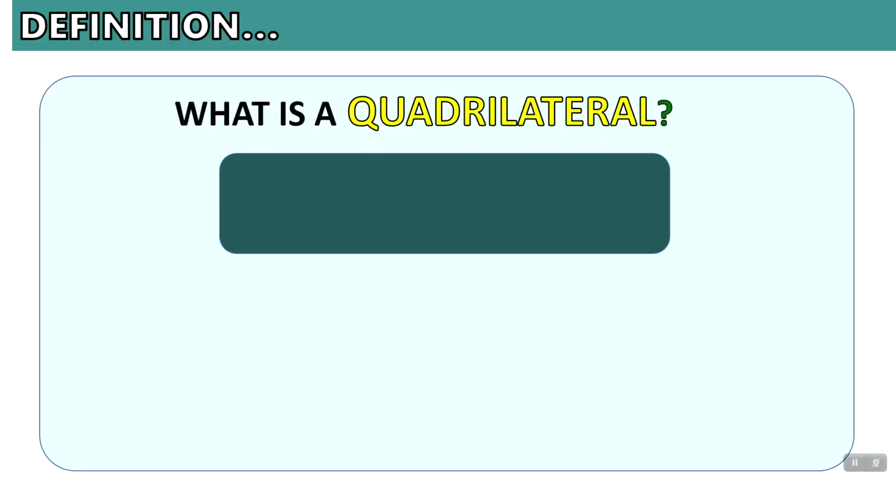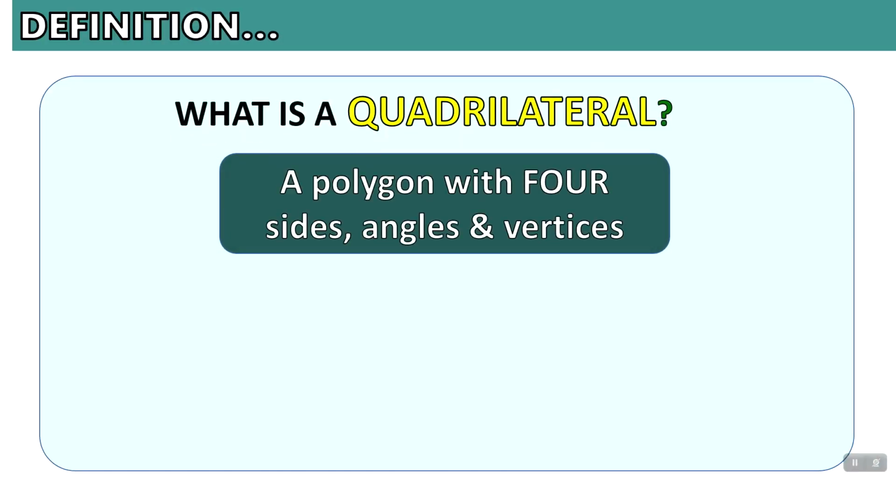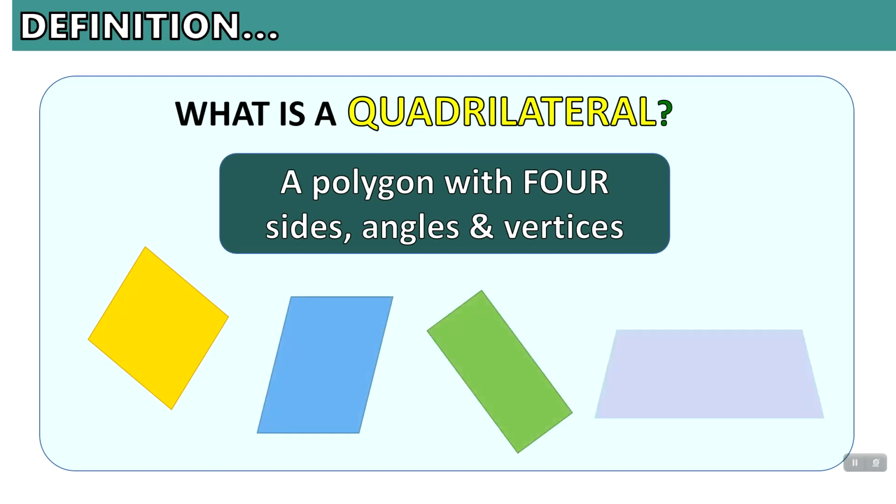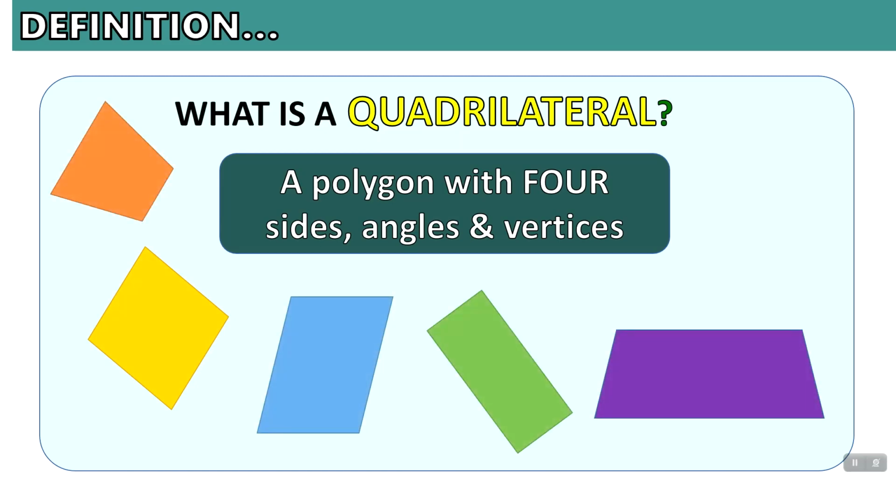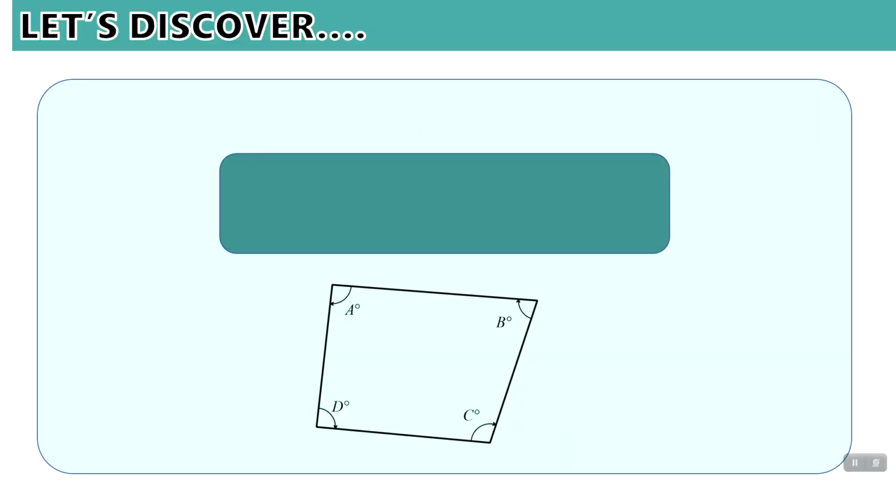Let's take a look. First, let's remember the definition of a quadrilateral. We said a quadrilateral is a polygon with four sides, four angles, and four vertices. And you will remember that no matter how we drew them, they looked different, they had different lengths, sometimes they had right angles, but they were all quadrilaterals because they had four sides, four angles, and four vertices.